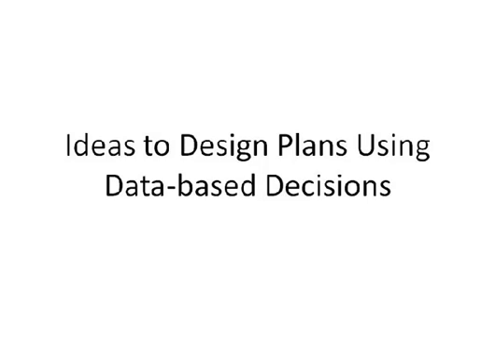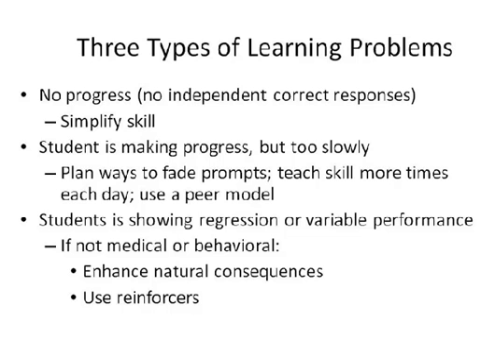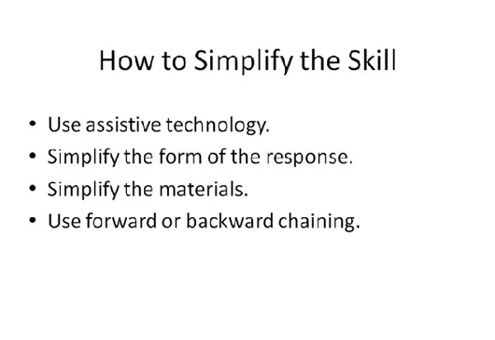This PowerPoint should help you when you're thinking about ideas to help you design plans for individual students using data-based decisions. There are 3 types of learning problems: when the student is making no progress, when the student is making progress but it's too slow, and when the student is showing regression or variable progress. We're going to talk about the ideas for each one of those types of problems.